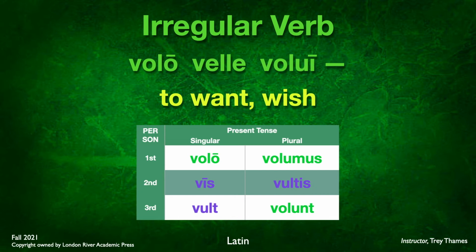Here you have vīs and vult and vultis. So these forms are completely irregular, but there is a pattern here. And if you memorize this pattern, it will help you keep this in mind as you're conjugating it, and certainly as you're translating it in the actual context of sentences and paragraphs and stories. So volo, vīs, vult, volumus, vultis, volunt. So again, look at that pattern and just kind of memorize that.